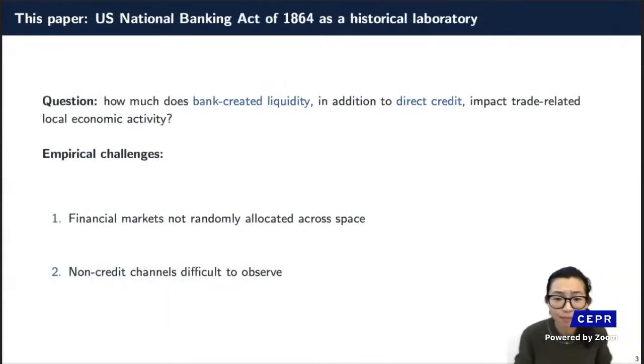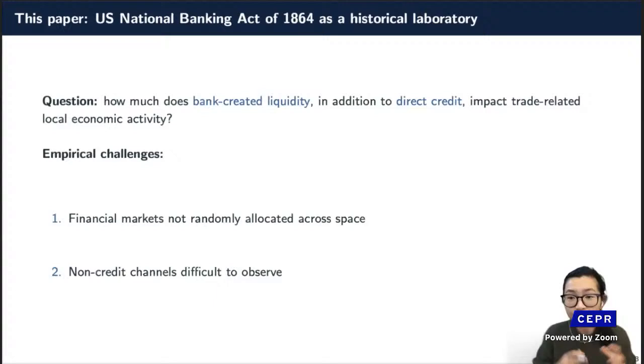So in this paper, we're going to use the US National Banking Act of 1864 as a historical laboratory to try to answer this question. And in particular, we want to bring in this idea that bank-created liquidity, in addition to direct credit, can impact these trade-related types of local economic activity.